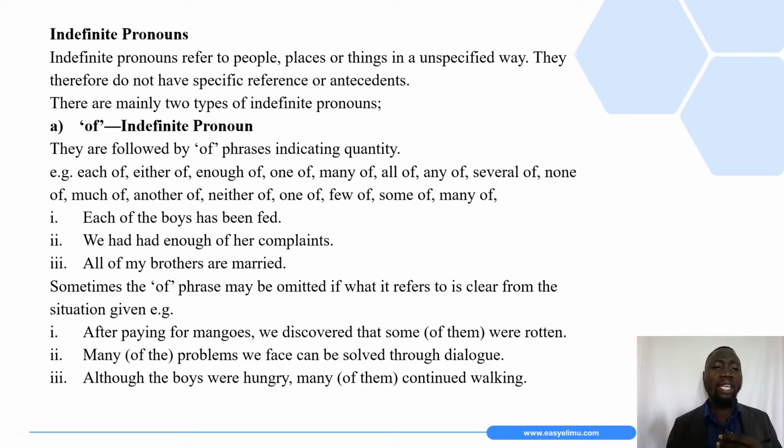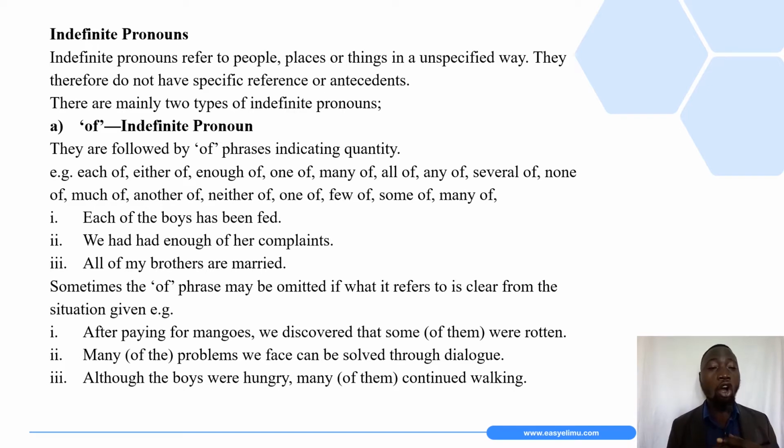Then again, we have mainly two types of indefinite pronouns, and I think I started by giving the two types. Not all the types, but mainly two. When we say that we have mainly two types of indefinite pronouns, it means that we have other types of pronouns, like the interrogative pronouns that we had looked at earlier on. So these are the main two types. The first one is the "of" indefinite pronoun, and the second one is the compound indefinite pronoun.